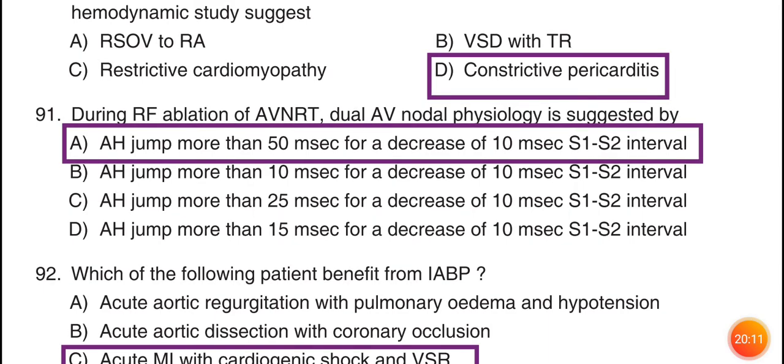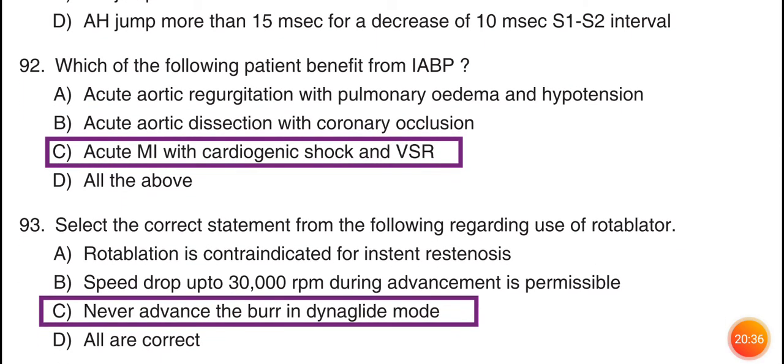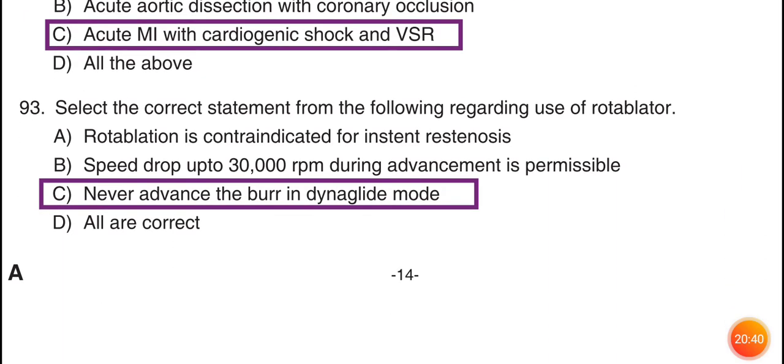91. During RF ablation of AVNRT, dual AV nodal physiology is suggested by option A, AH jump more than 50 ms for a decrease of 10 ms in S1-S2 interval. 92. Which of the following patients benefit from IABP? Option C, acute MI with cardiogenic shock and VSR.